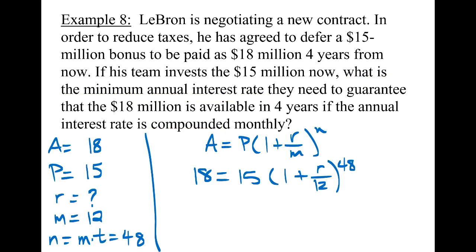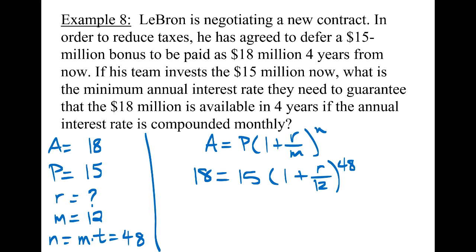The values for all of the components of our interest formula are listed on the left. So the future value, the amount we need, is 18, and these are in millions. The principal, the amount we have right now, is 15 million. The interest rate is unknown. The interest is compounded monthly, so that's M equals 12. And then the number of periods that will be paid is M times T, so that's 12, and this is going to be a period of 4 years, so that's a total of 48.